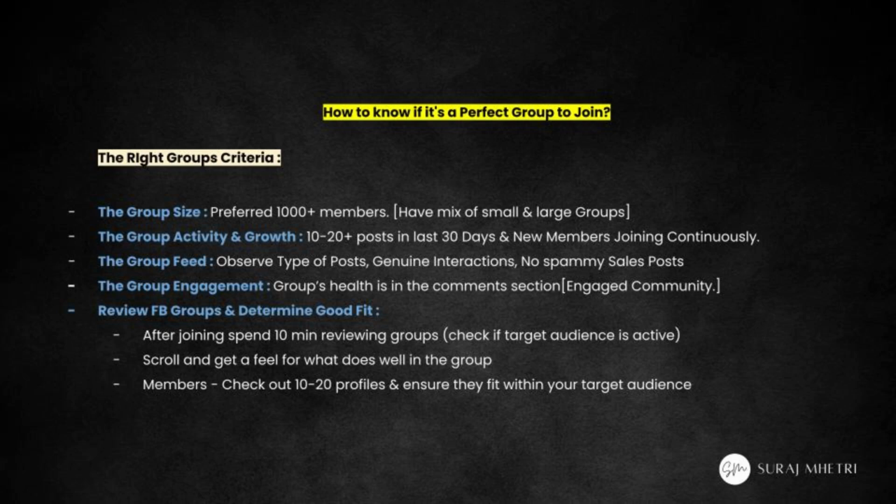Moving ahead now, let's see, after watching the 6 methods in the tribe locator matrix, now let's see how to know if it's a perfect group to join, how to identify which group is the perfect one. Okay, so the right group criteria is, first is the group size. I will prefer 1,000 plus members, but have a mix of large and small groups as well.